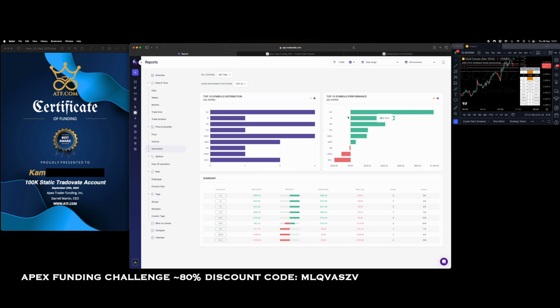Okay, there we go. So my best performing asset was gold, then silver, and then we had oil. And I didn't trade the index futures very frequently during this challenge. The reason being is I live in London, so I like getting my trading done in the morning, and the oils and the metals move a lot more.